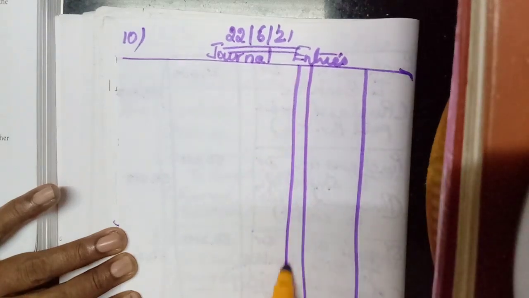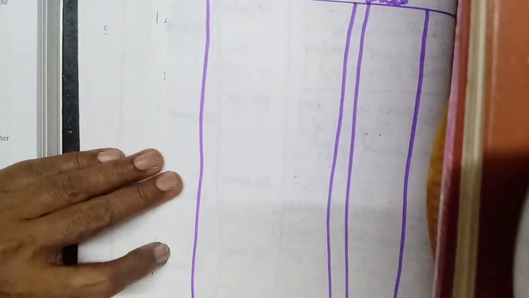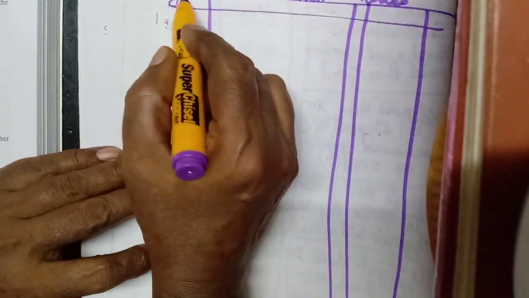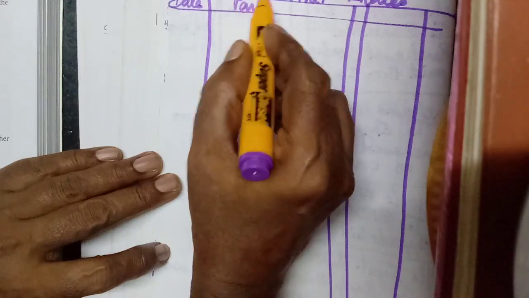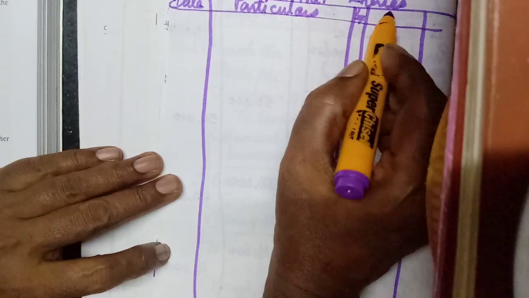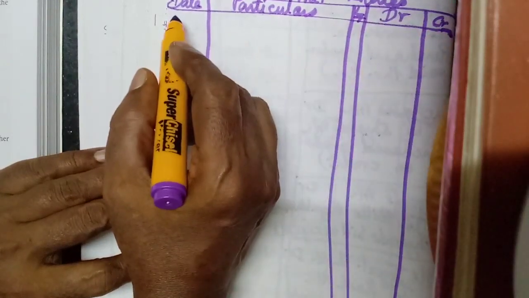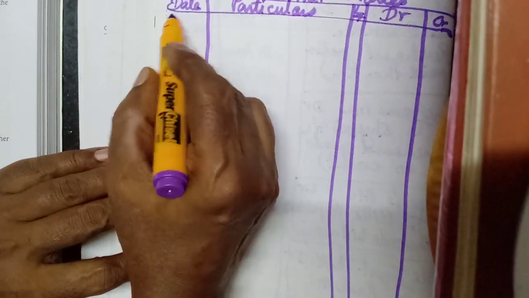This is LF, to amount column, LF, then date. Date, particulars, LF, debit, credit. First, year. Year is not given, so leave it.